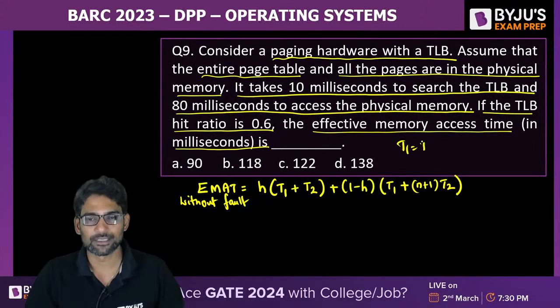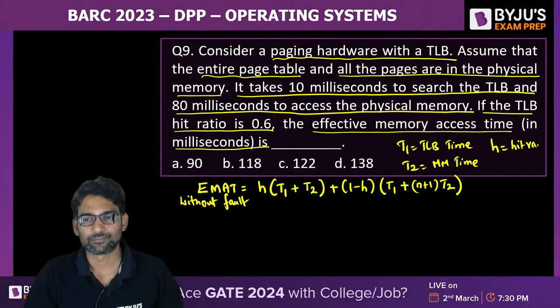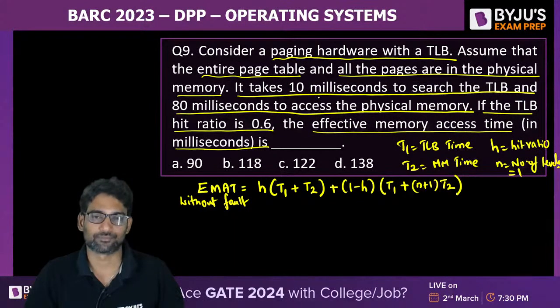Here T1 is TLB access time, T2 is main memory access time, H is the hit ratio, and N is the number of levels of paging. Here that is 1. Nothing is mentioned, so you can say single level paging.